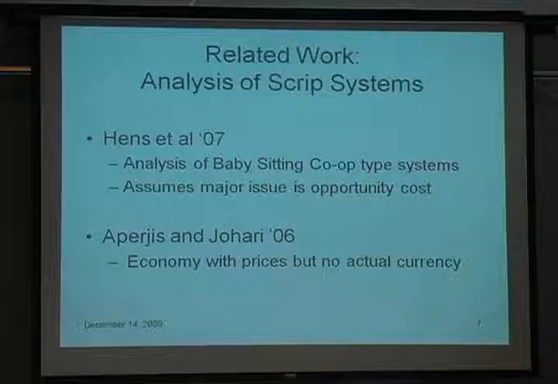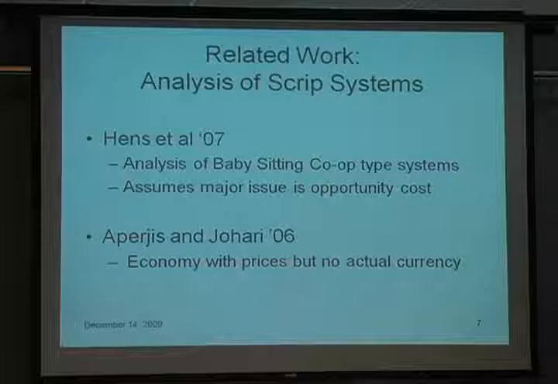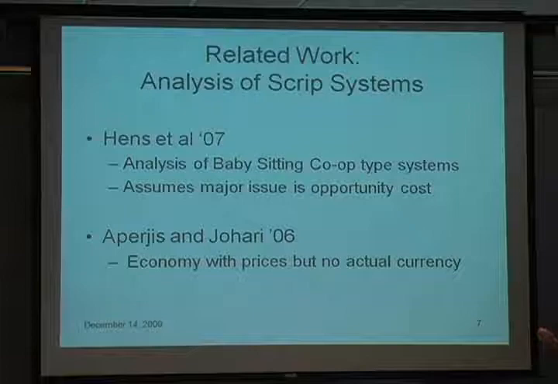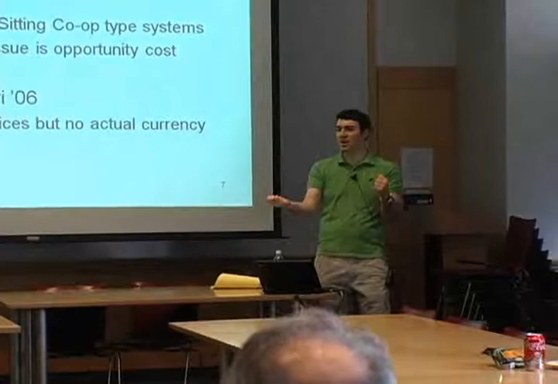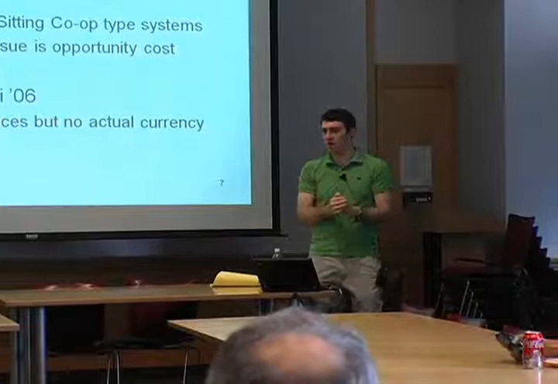Surprisingly, there's been relatively little work looking at these toy economies, even from the economics literature, where you might expect some of it. So there's been a little bit. The first paper I mentioned up here is from the economics literature. It is a model based on the babysitting co-op story I just told you, although it assumes the major issue in the economy is one of opportunity cost. So they say it doesn't make much sense to both babysit for someone else and have yourself babysat at the same time. Any time you have to be making a decision between one or the other, and that's the fundamental trade-off people are making in the economy.